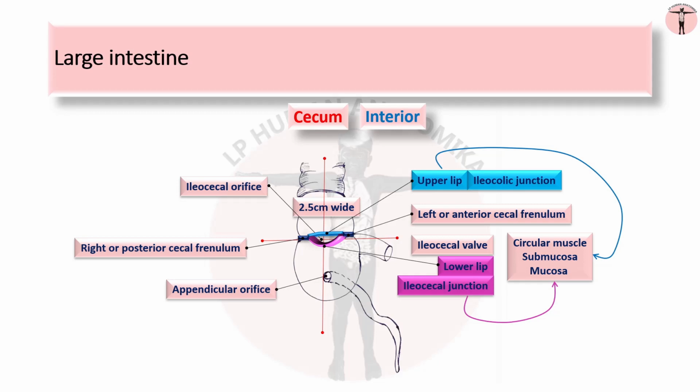Appendicular orifice is a small circular opening situated about 2 centimeters below the ileocecal orifice, which is also slightly behind. The opening is guarded by a semicircular mucous fold called the valve of Gerlach, which is attached to the lower margin of the orifice.